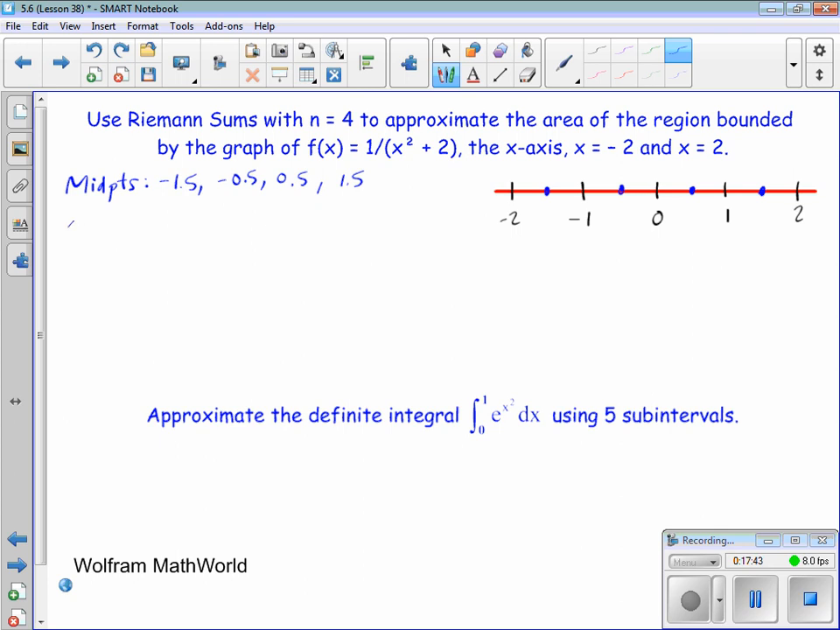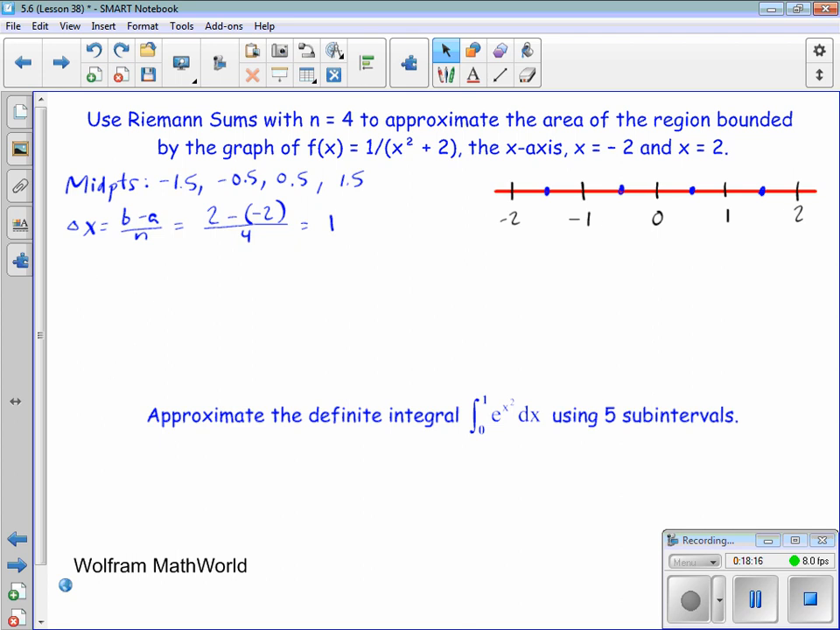And the other thing I need is my change in x, right? So to do change in x, we do b minus a over n. And my b is 2 minus my a is -2 over 4. So I end up with a width of 1. And does that make sense that this width is 1 here? Yeah, okay. I always do this and then I double check to make sure it makes sense up there, okay?